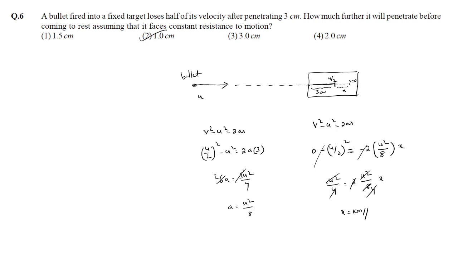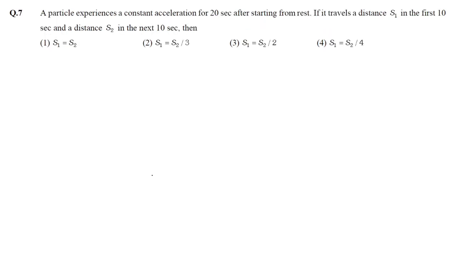Okay, see the next question, children. Question number 7. A particle experiences a constant acceleration for 20 seconds after starting from rest. It travels a distance s1 in the first 10 seconds and a distance s2 in the next 10 seconds. So constant acceleration is there. The particle is starting from one particular point, and that too from rest, so the initial velocity is 0.